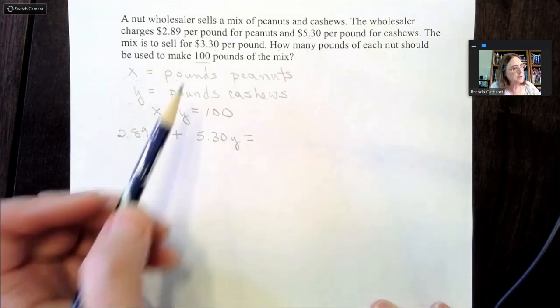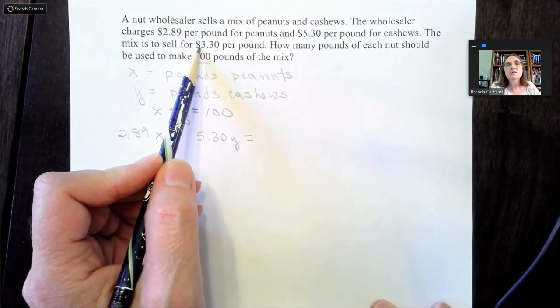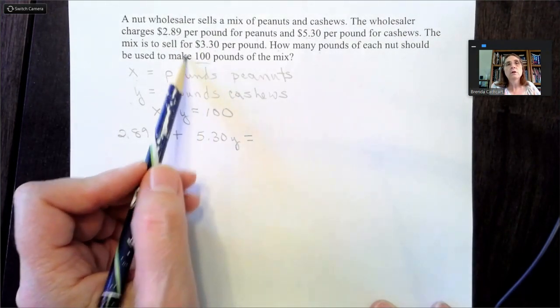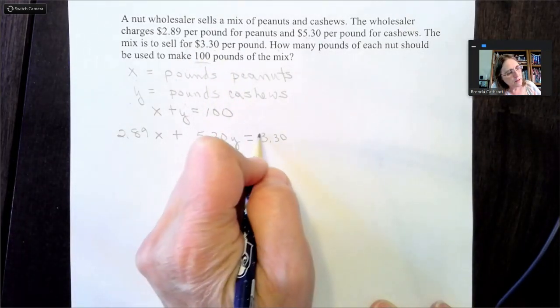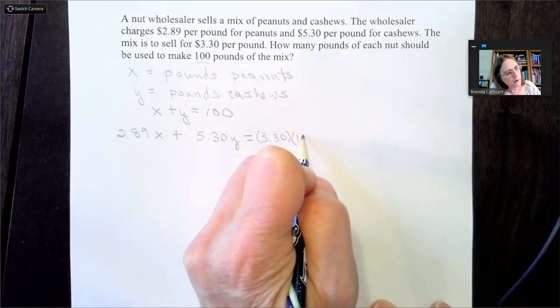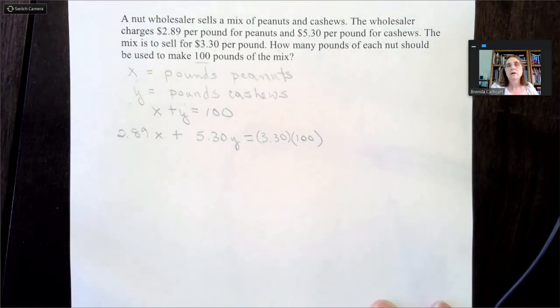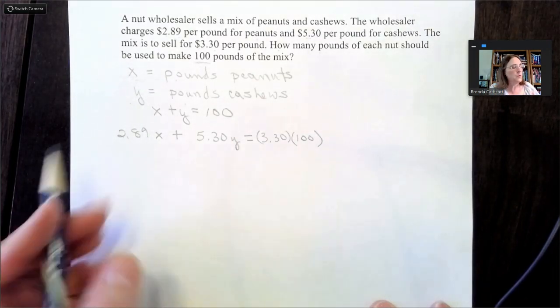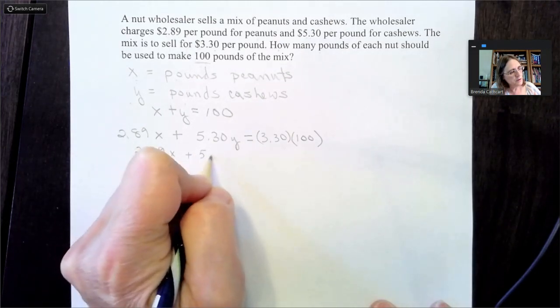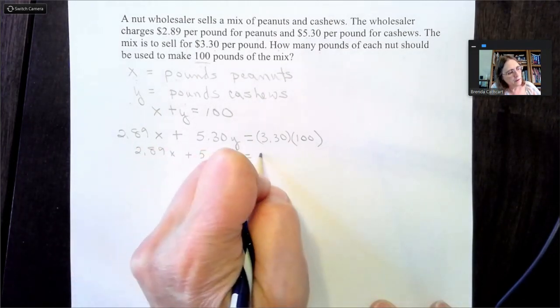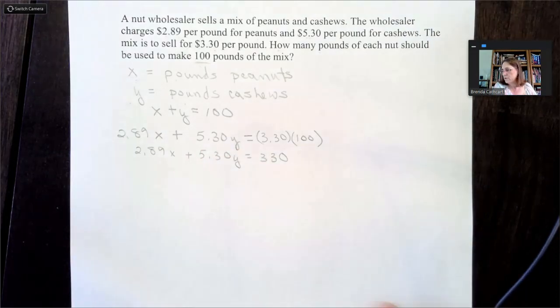Well, the mix is $3.30 a pound for a total of 100 pounds. So $3.30 a pound multiplied by 100 pounds. And now we have our second equation in our system. Simplifying the second equation, we have 289x plus 530y equals 330.